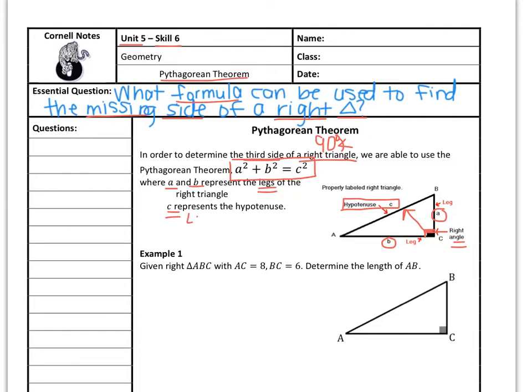So it's the longest slanted side, and that's always your C. Okay, and that comes after the equal sign there.